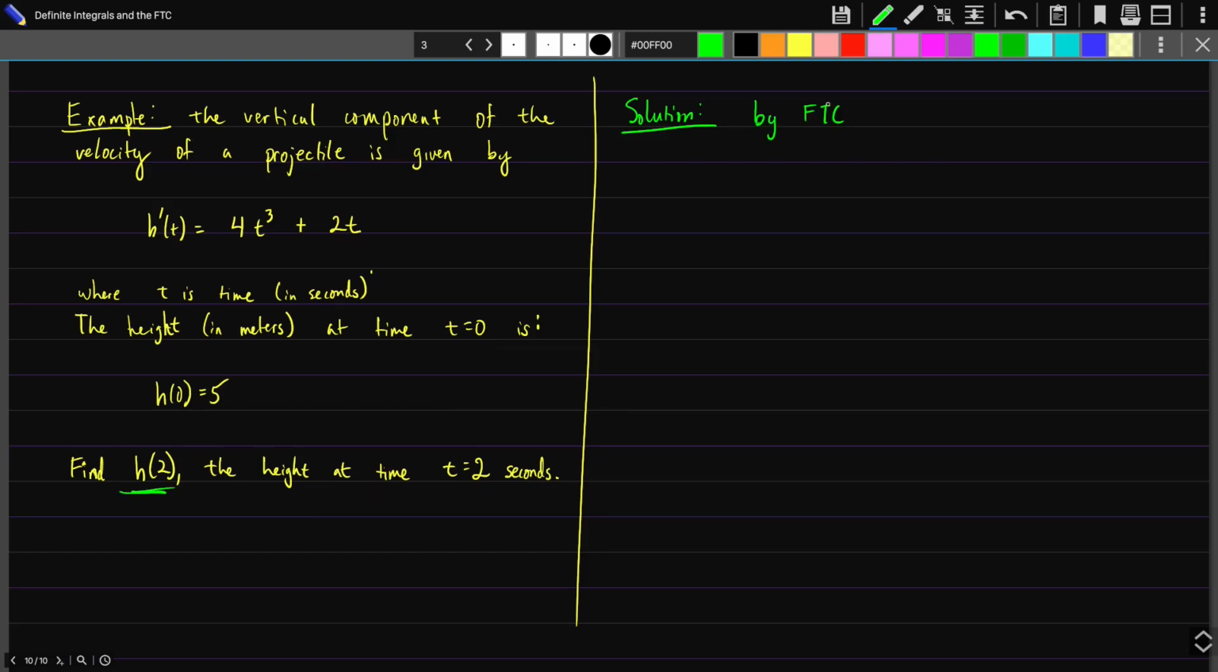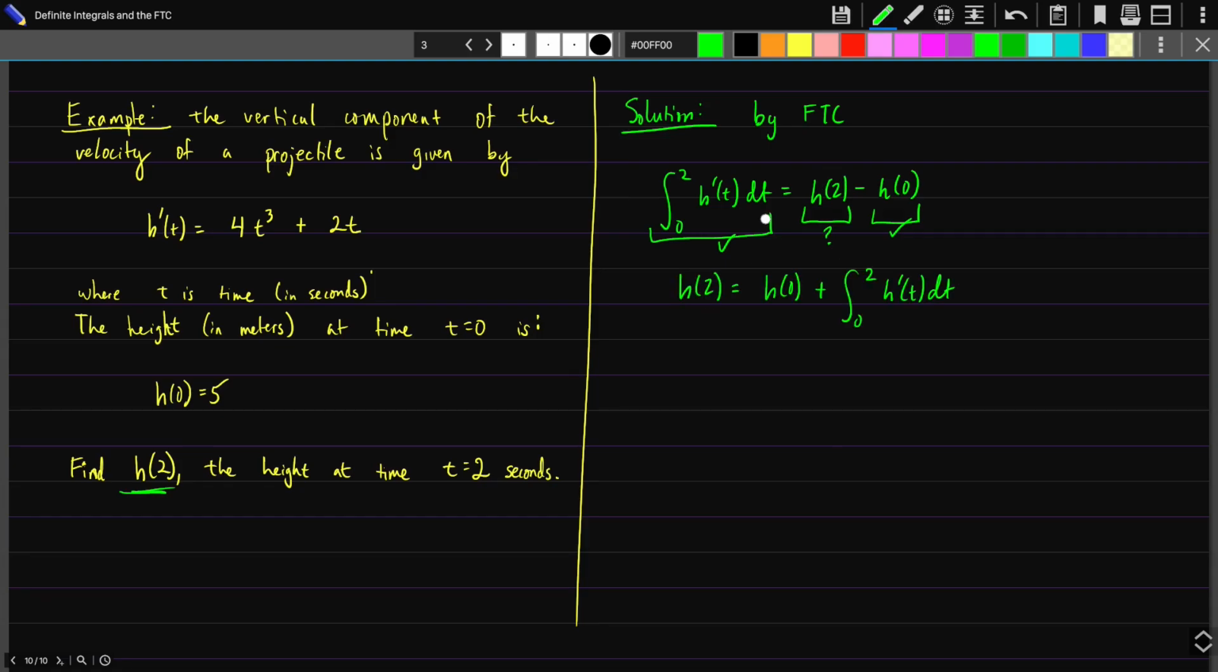So, by the fundamental theorem of calculus, the integral from 0 to 2 of h prime of t dt is equal to h of 2 minus h of 0. So I'm actually just going to rearrange this until we get what we want. What we want to find here is h of 2. The problem gives us this h of 0. And this here is something that we can compute, this integral. So I'm just going to rearrange these terms so that I've solved this equation for h of 2.